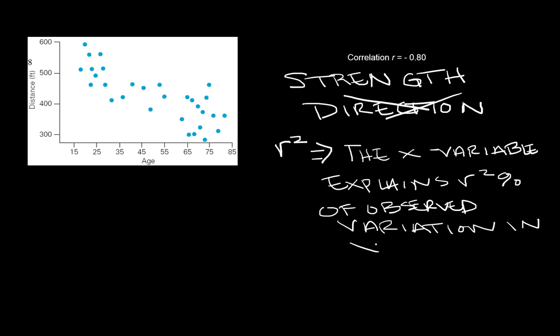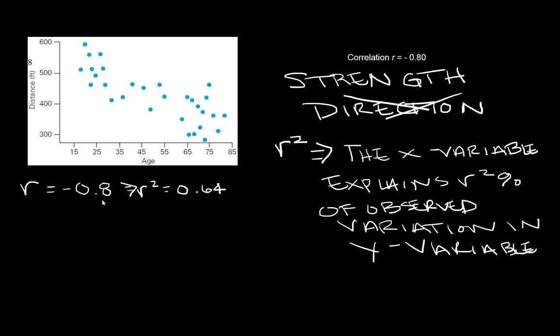Now we are going to first calculate R squared for age and distance to read a highway sign. So remember that the correlation coefficient was equal to negative 0.8, and so if I were to square that value, I would come up with 0.64. So that's my value for R squared.